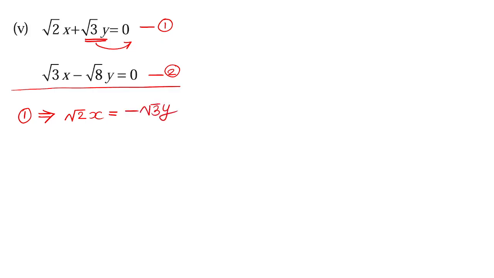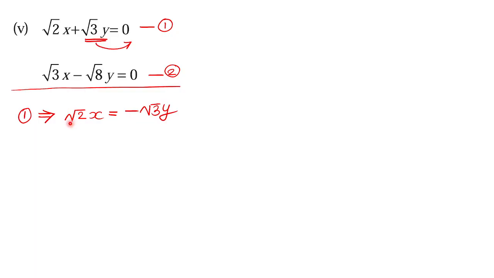The method is same. Listen carefully. The substitution method is like this. Select any of the equation and arrange the selected equation. I have selected the first one. Just arrange it. Take y to the right side. Root 2x equal to minus root 3y.